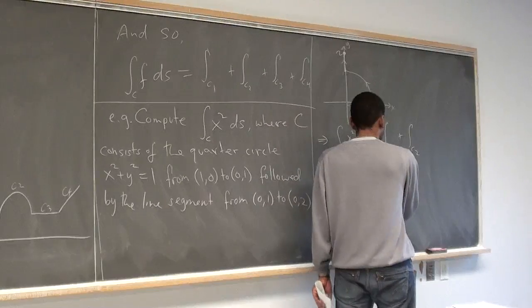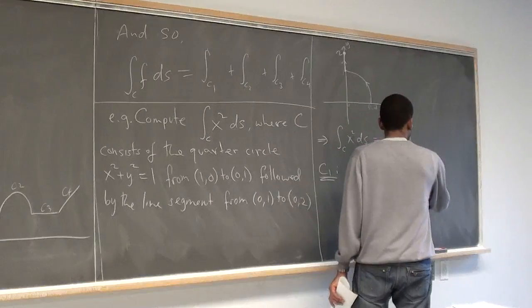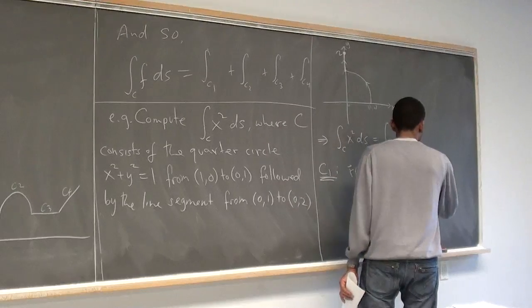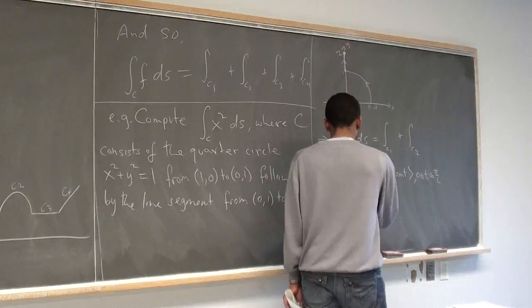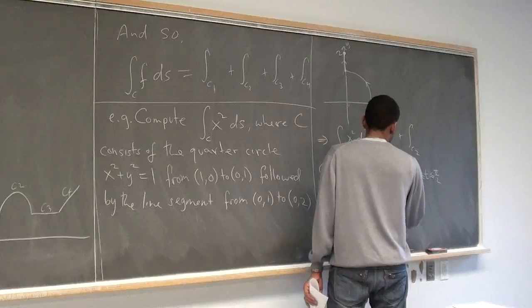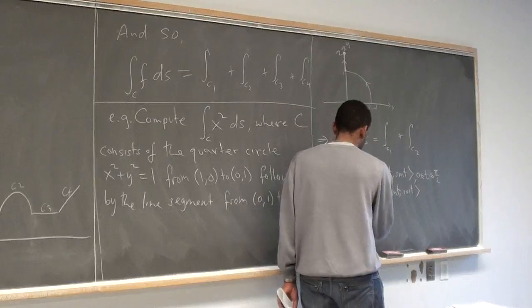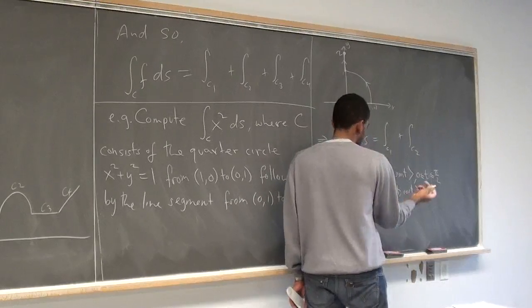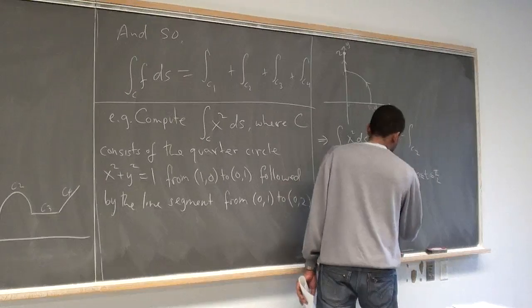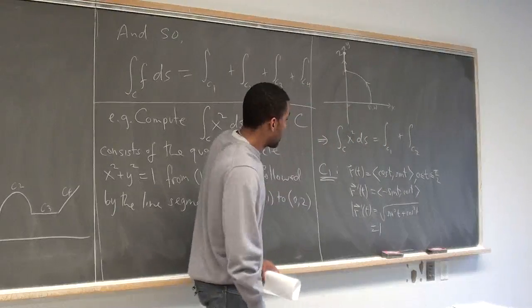Cosine t, sine t. What are your limits on the t? 0 to pi over 2. So your r prime is just minus sine, cosine, and the magnitude of r prime: you're going to take the square root of sine squared plus cosine squared, which is going to end up being 1, right?